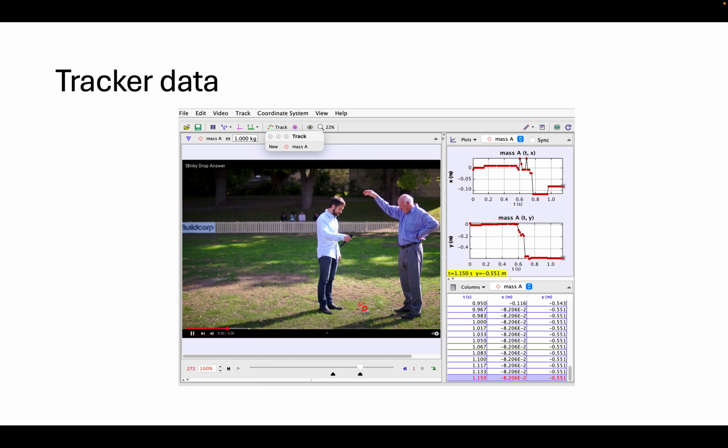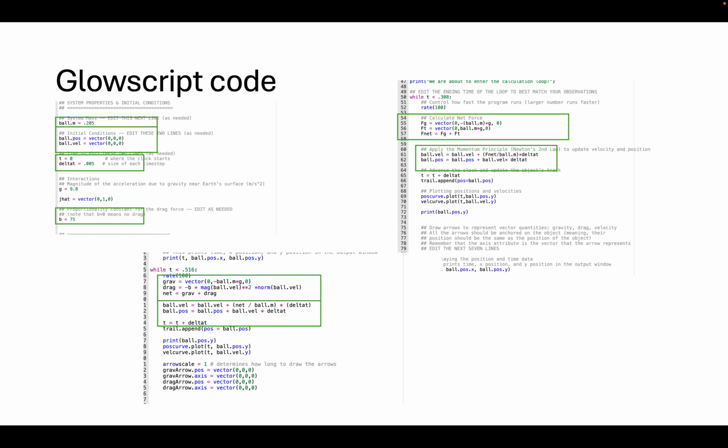And this is the Tracker data that I used. In doing this Tracker experiment, I first set my origin to be the bottom of the slinky as I'm tracking the position of the bottom of it. And I set the calibration stick to be the height of the person. And then I used the point mass to track the bottom of the slinky over the course of the video.